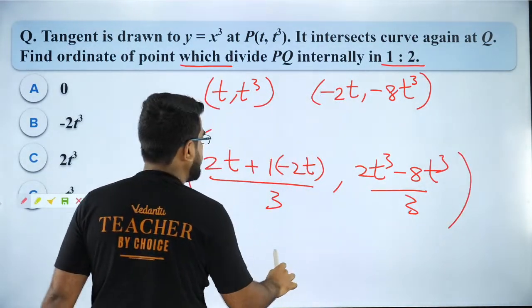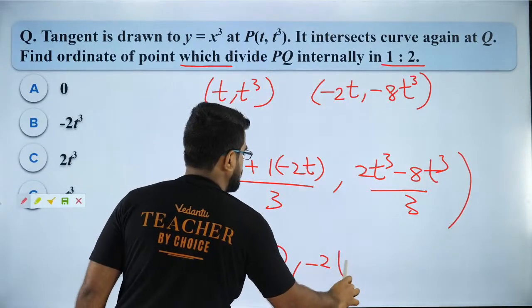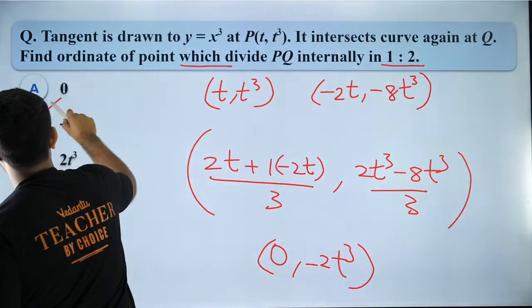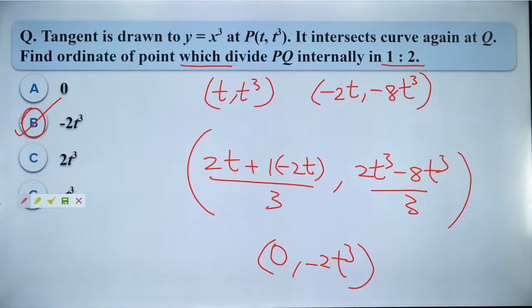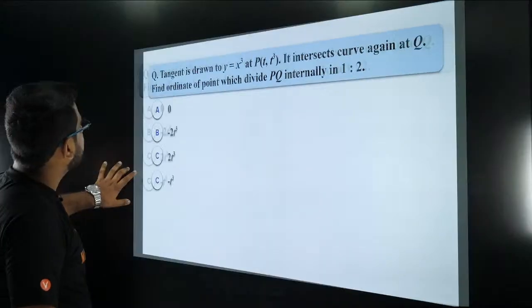So what is the point? The point is 0 comma minus 2t cube. So my dear students, that is how you solve it. I hope you guys liked it. Are you all clear? Everybody? Very good, perfect. So with that, I think we are done, guys.